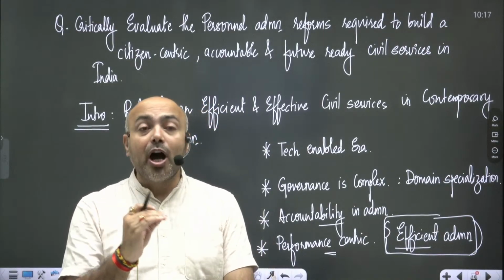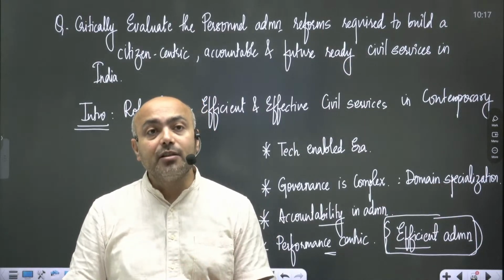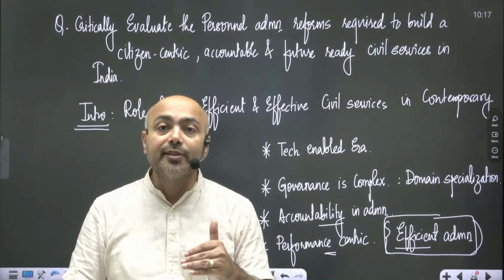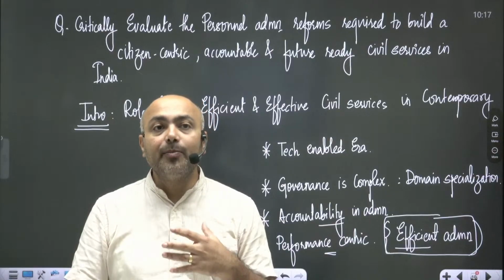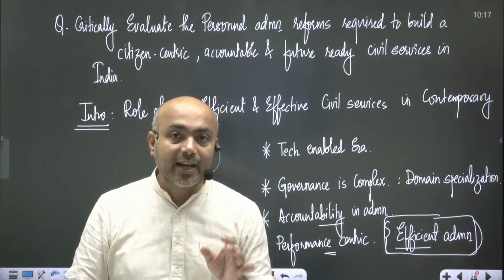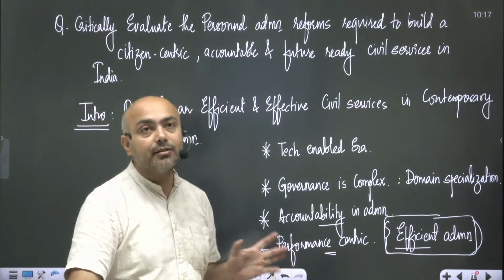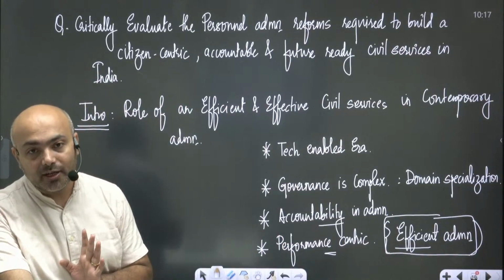Okay, now how can you conclude this answer? So the conclusion of this answer could be written in the form of suggestions, certain commissions, and the recommendations of those committees and commissions can be made a part of your conclusion. Okay, that is how you can end this particular answer.